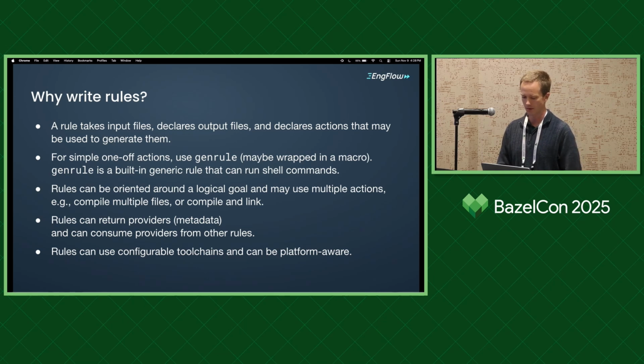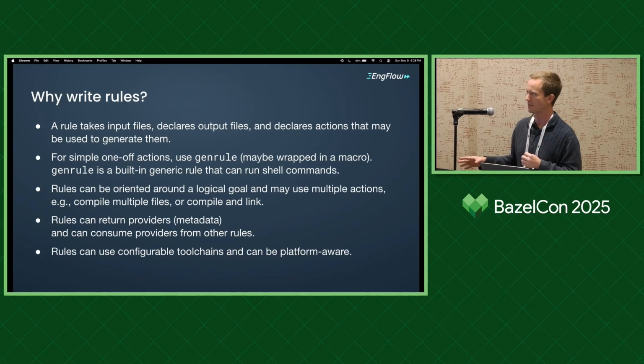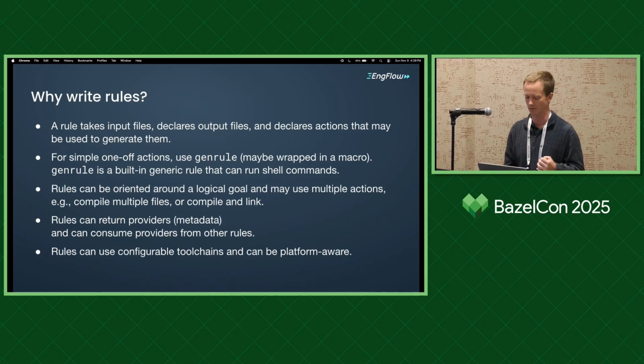Rules are oriented around a logical goal rather than the low-level actions. Rules can return providers, so they can communicate with other rules. This is why you would actually write a rule instead of a genrule or instead of a macro. We'll get into that a bit when we talk about libraries. But the providers, this communication between rules, is really important.